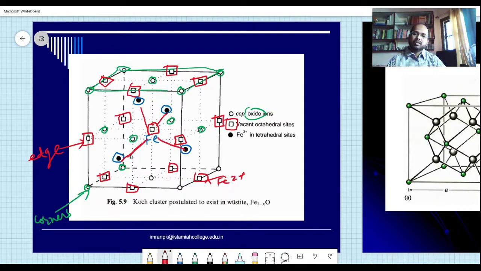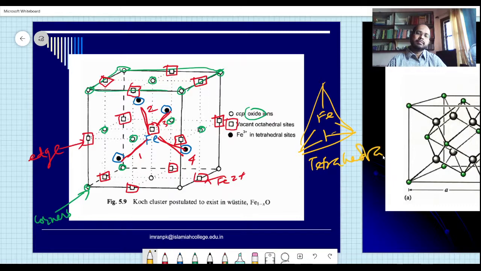Okay, 1, 2, 3, and 4. So that will go something like this: Fe 1, 2, 3, and 4. So this gives rise to the tetrahedron. Within this particular cube, that is the cluster, is called the Koch cluster. Postulates in the Wüstite crystal Fe1-xO is a non-stoichiometric compound.